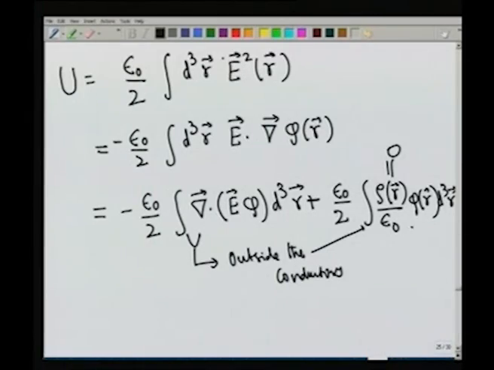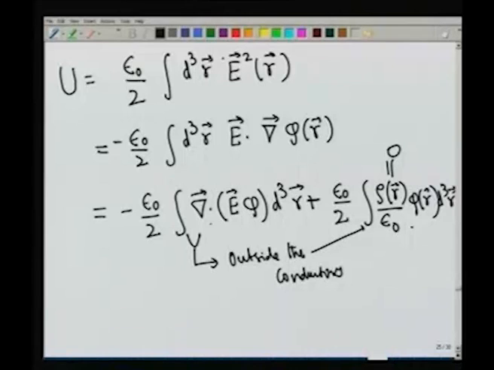What I will do in the next lecture is to convert this term, divergence of E phi d cubed r, into a surface term and show how it can be fixed by giving the potentials on the surfaces of the conductors. That we shall do in the next lecture.